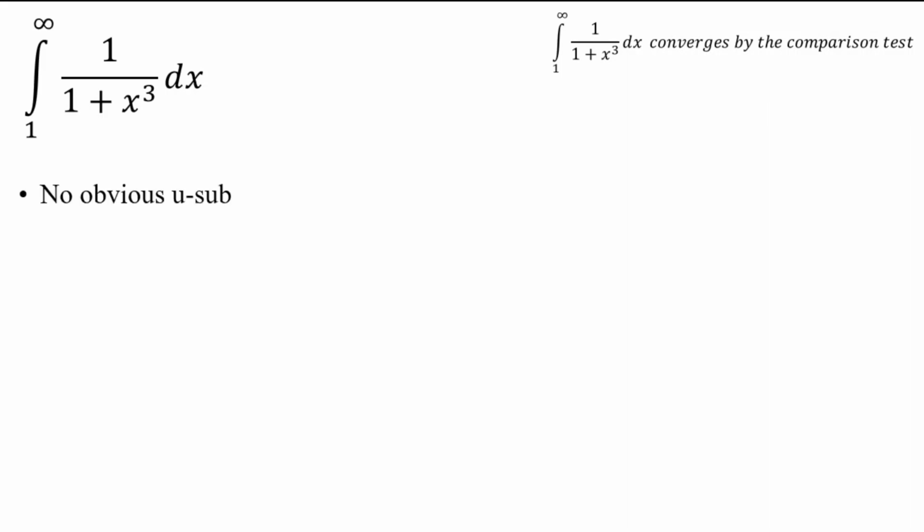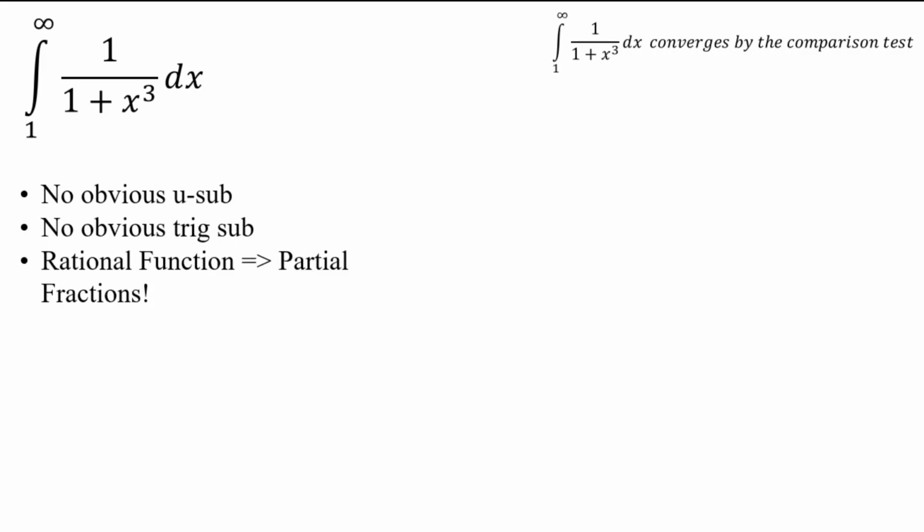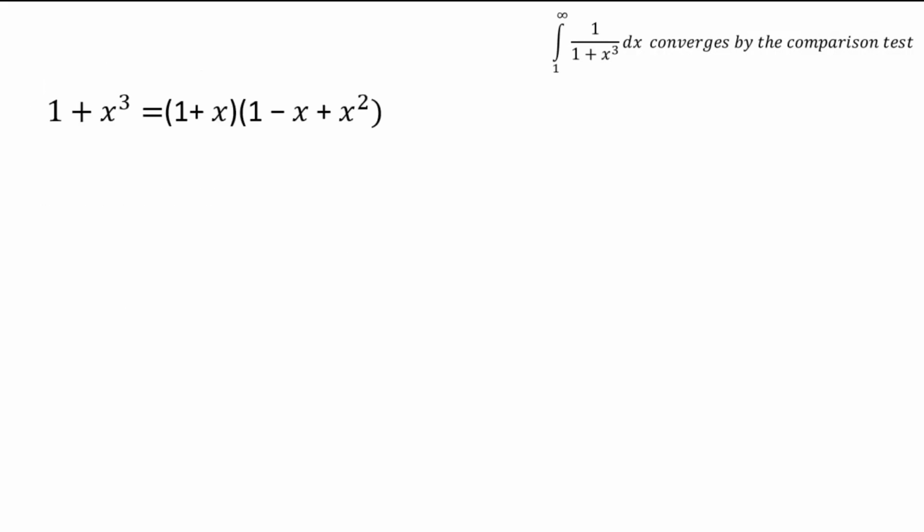There's no obvious u sub that I can see. There's no obvious trig sub either, since I have a cubic. But it is a rational function, which means I'm going to try to use partial fractions. Now for us to do partial fractions, we're going to have to factor. Luckily 1 plus x cubed is a sum of cubes, which has a nice formula.